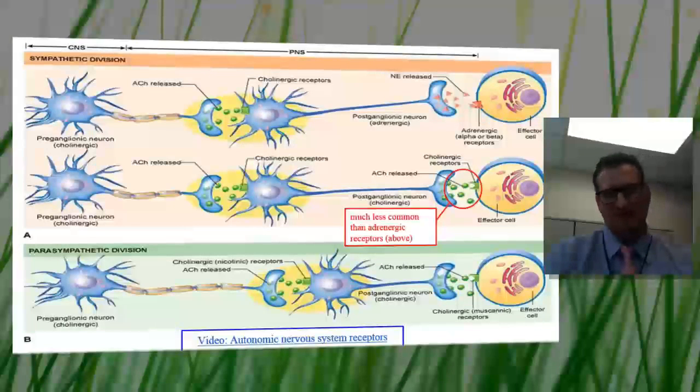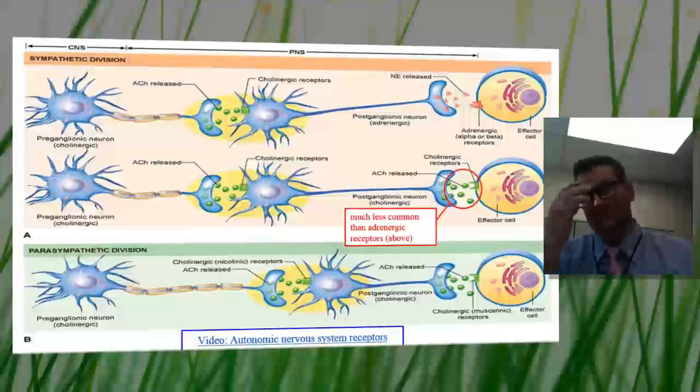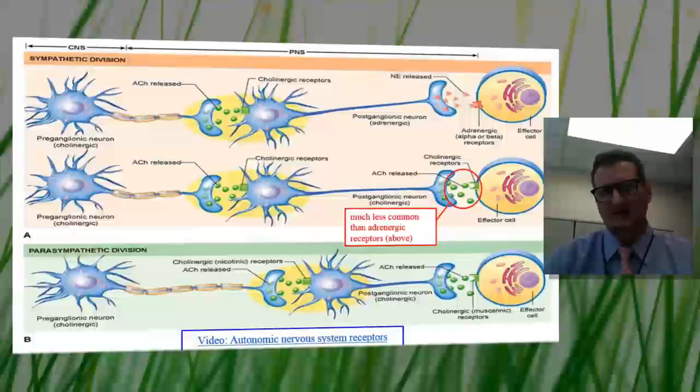So this is a diagram. I like it because it puts everything into one diagram for comparison. The two divisions of the autonomic nervous system, again, exert opposite effects. There are some exceptions. The sympathetic division, for instance, dilates blood vessels leading to skeletal muscles, but it constricts blood vessels leading to most organs. But the overall effect is the same.